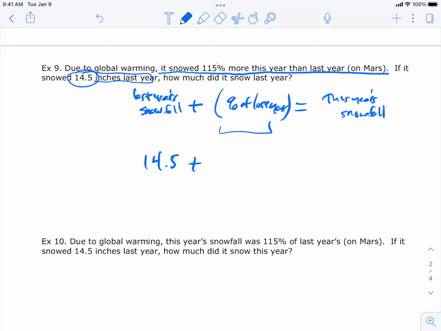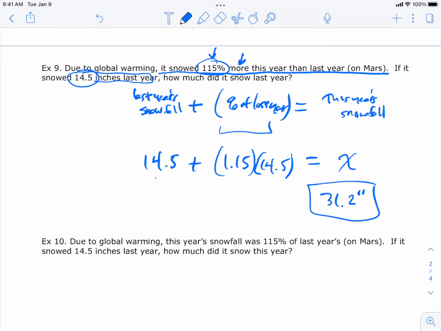Now, when they say 115% more, more means you're adding on. You're adding on 115% of what you were, 14.5. And then you can solve for this year's snowfall. You started at 14.5, you added 115% of 14.5. So that's 14.5 plus 1.15 times 14.5. I'm up to something like 31.2 inches this year.